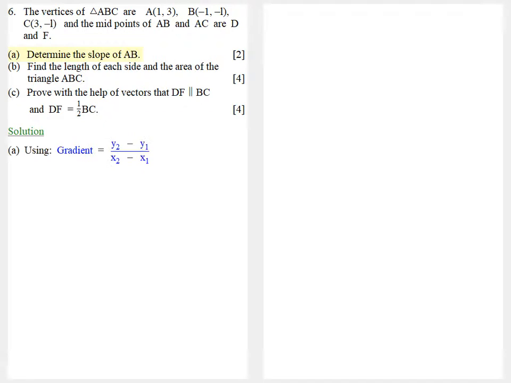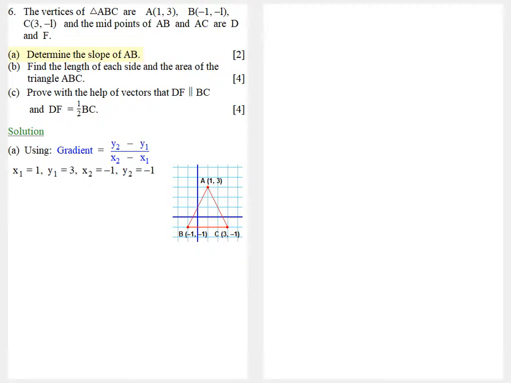Now to do this, we can use the gradient formula. The gradient is equal to y2 minus y1 all over x2 minus x1. In this particular case, x1 is 1, y1 is 3, x2 is -1, and y2 is -1. So the gradient is -1 take away 3 over -1 take away 1. So the gradient is -4 over -2, which gives an answer. The gradient is 2.